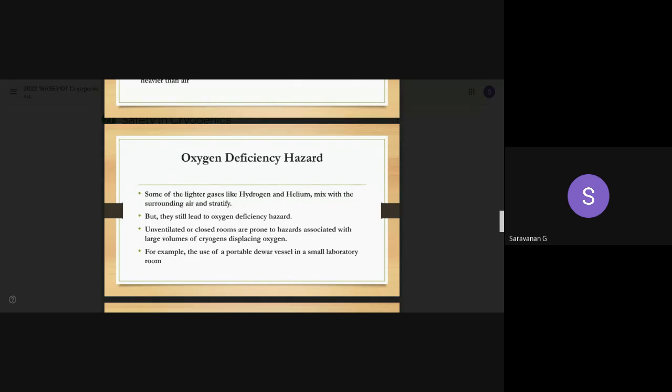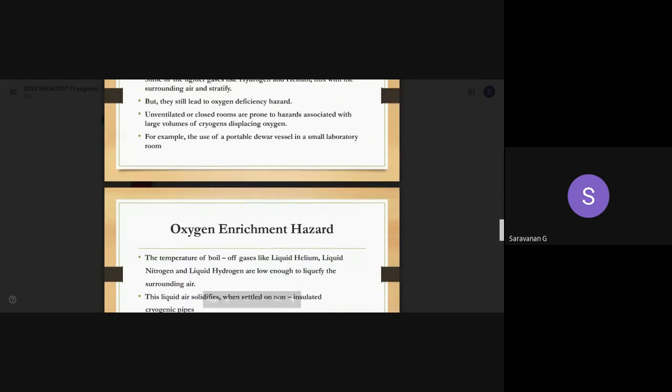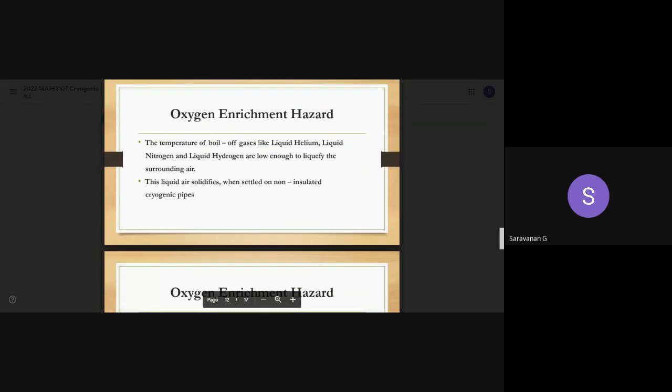Similarly, an example is a small laboratory room where we were using a Dewar vessel. A Dewar vessel is a closed container. If it is not properly supplied with oxygen and other gases, it will lead to sudden pressurization because of the presence of lighter or heavier gases displacing oxygen. That causes variation in the pressure, which tends to cause explosion or fire hazards. They are all called oxygen deficiency hazards.